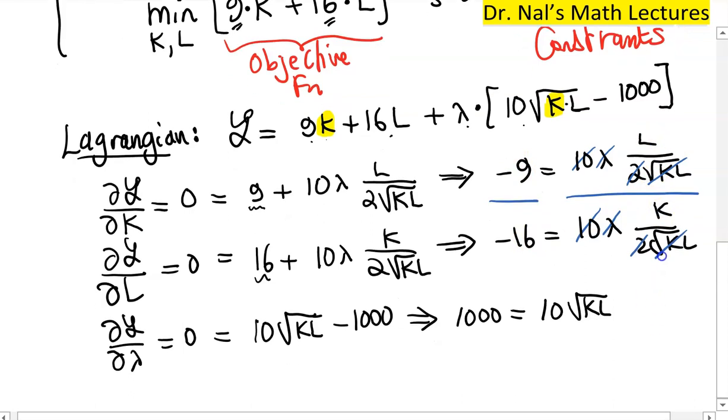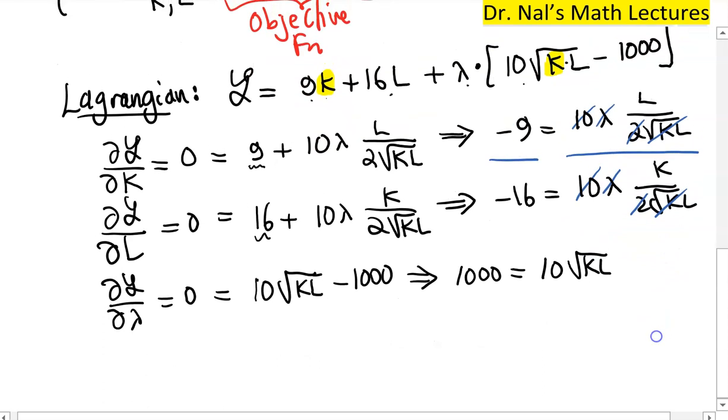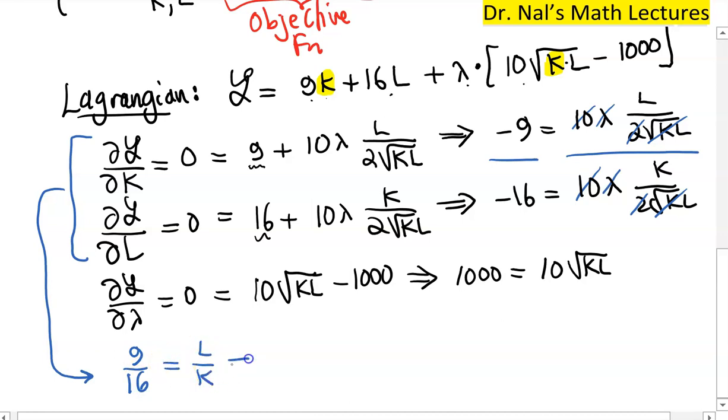So from those two, let me just scroll up a little bit. By combining these two results, what we found is yet another equation: 9 over 16 is equal to L over K. Or if you want, that tells you that L is equal to 9K over 16.